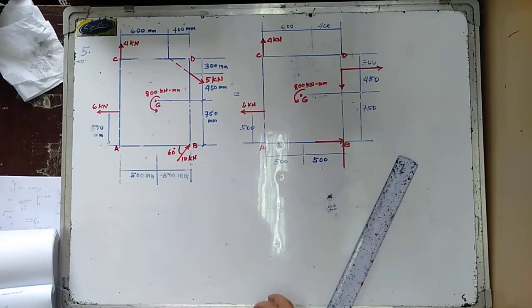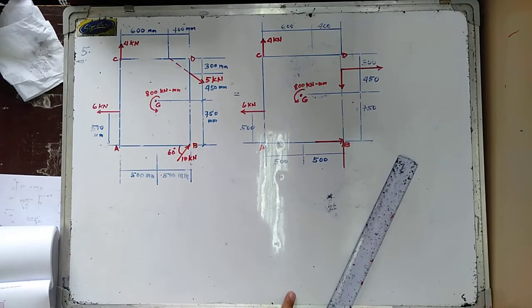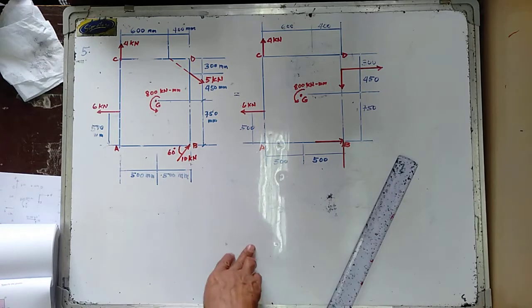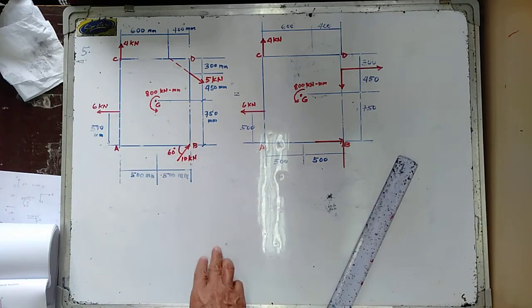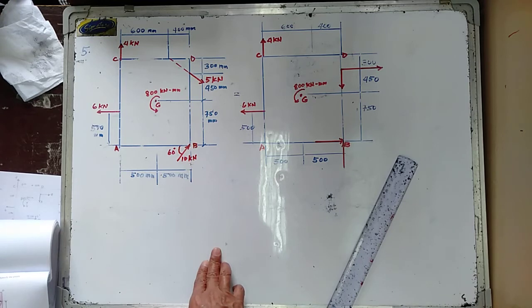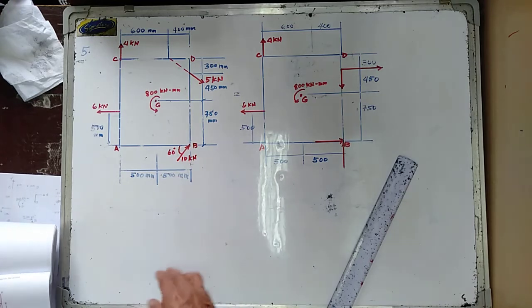Okay, so we now have problem number 5. Determine the resultant of the four forces and one couple acting on the plate. Specify the points where the resultant's line of action intersects the edges of the plate.